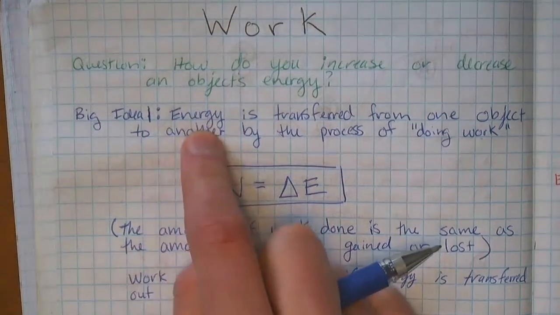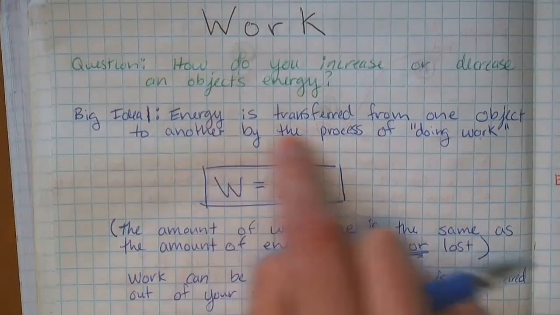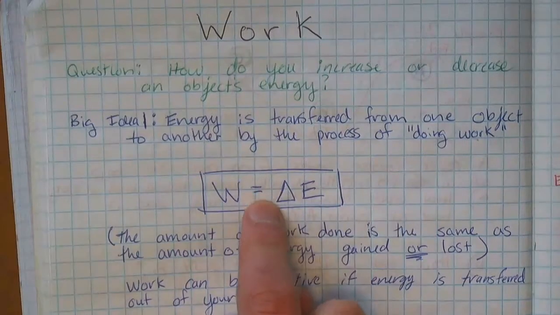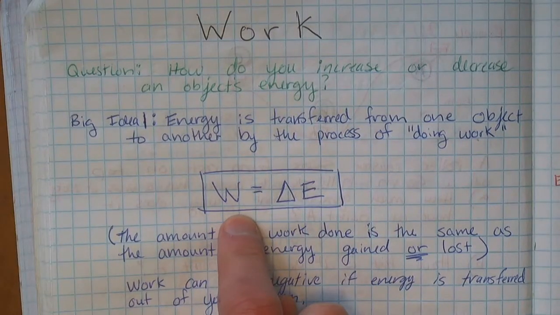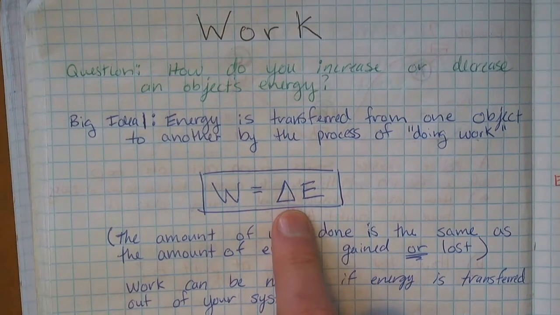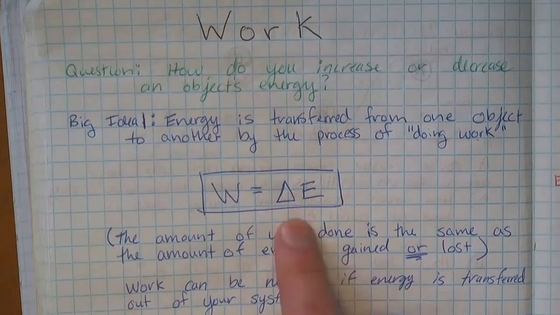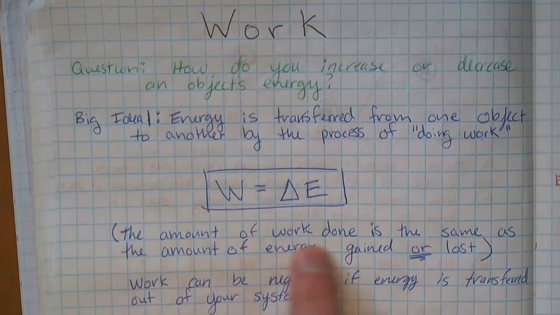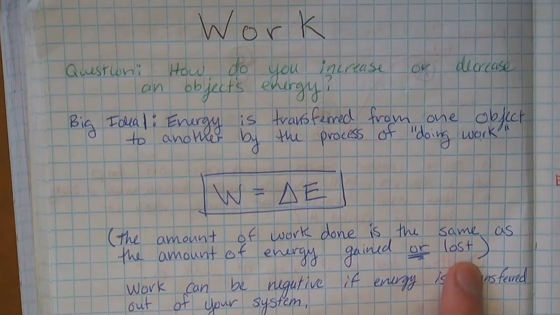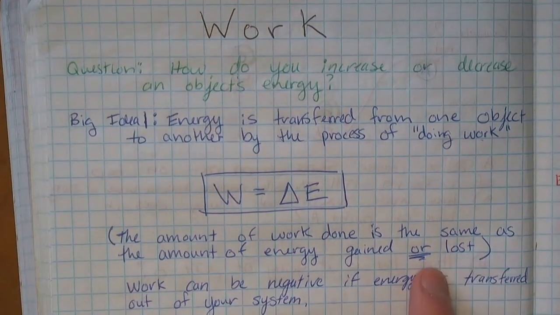But big idea number one is that energy is transferred from one object to another by the process of doing work. And so an equation form of that statement would be that work is equal to the change in energy. Remember that triangle there is a delta, and it means change in energy. So that's basically final energy minus initial energy. The amount of work done is the same as the amount of energy gained or lost. So work is just basically what we call the energy that's added or subtracted.